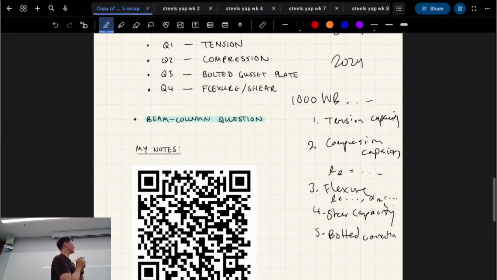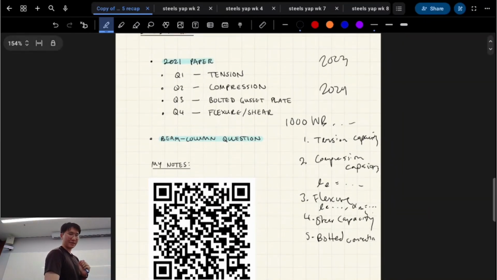So what I'm gonna try to go through today is a 2021 paper. It's from ages ago, but it hits all the key topics. So it's got tension, compression, bolted gusset plate, flexure, shear. And if we have time, we'll run through a beam column question as well, if possible. But that one's more about steps. You know what I mean? Okay, any questions? There was a lot of context for this course, which I think is important. But if we're all on the same page now, I'll just get started.